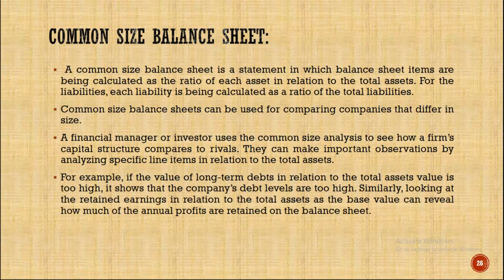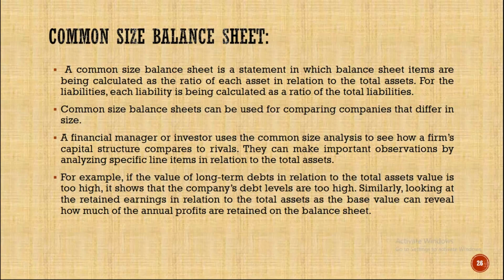Next is common size balance sheet. A common size balance sheet is a statement in which balance sheet items are calculated as the ratio of each asset in relation to the total assets. For the liabilities, each liability is calculated as a ratio of the total liabilities. Common size balance sheets can be used for comparing companies that differ in size.